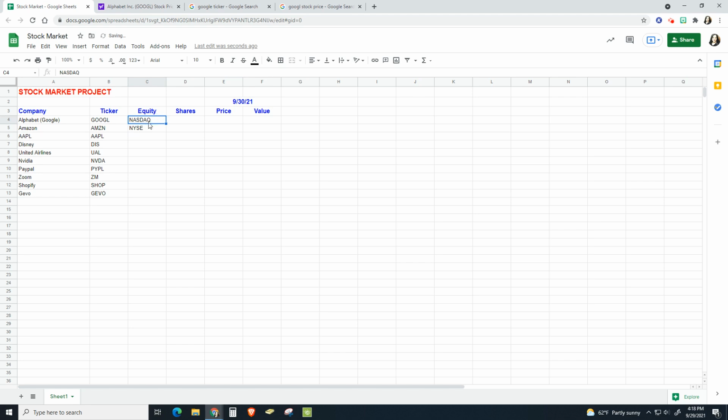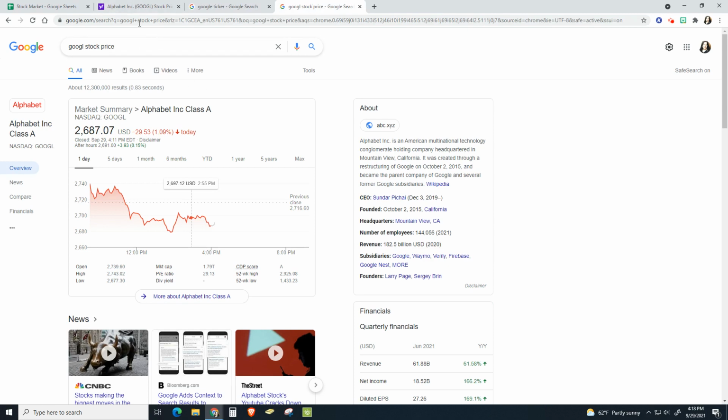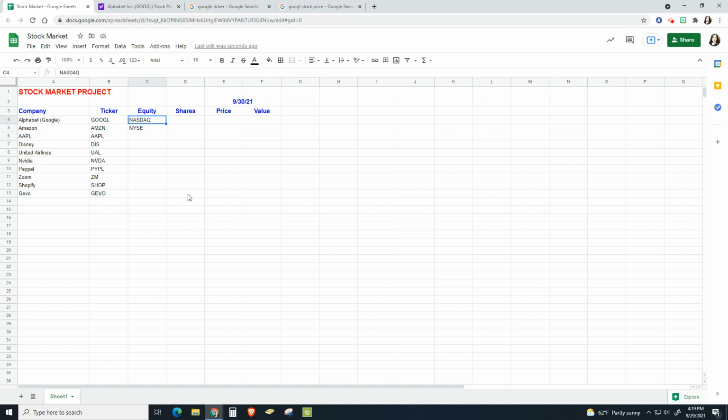When you find a NASDAQ stock, sometimes they'll have other letters after the word NASDAQ. This one does not, but this one does. When I went through Yahoo, it's still NASDAQ. So do type in what their equity is, because I want to make sure that you're not buying stocks in Milan or Buenos Aires, because they may not be in US dollars and you cannot compare stocks that are not all in the same currency. It would just add another layer of complexity that we don't need at this time.